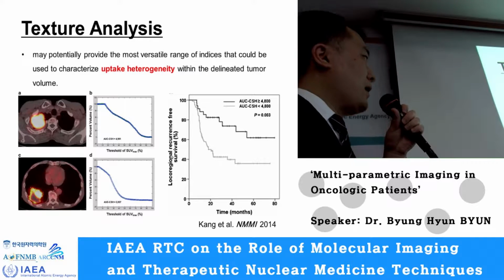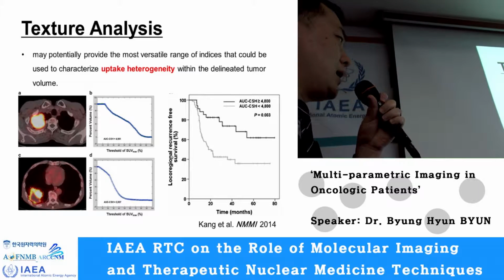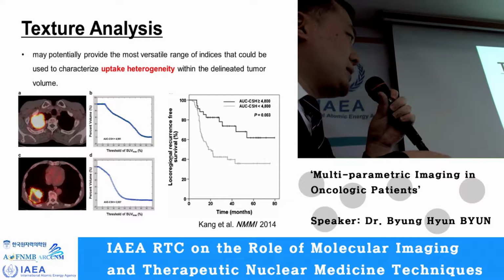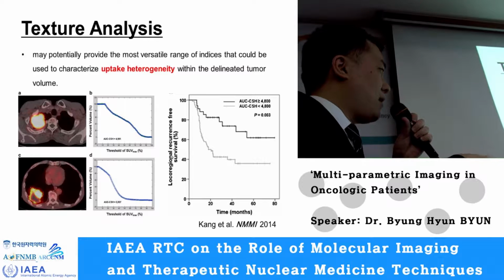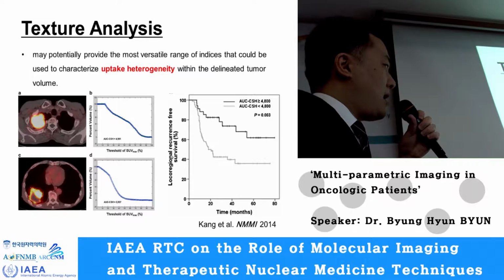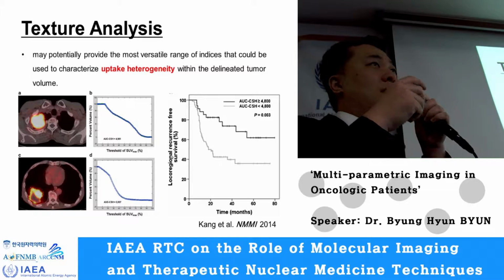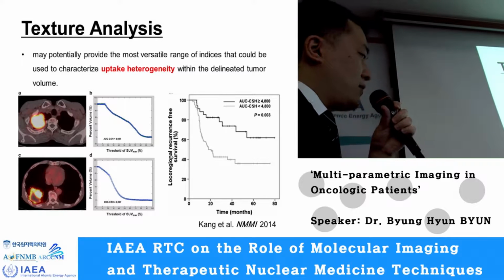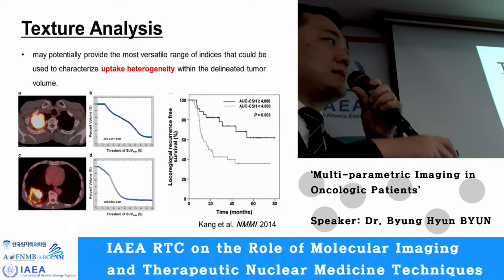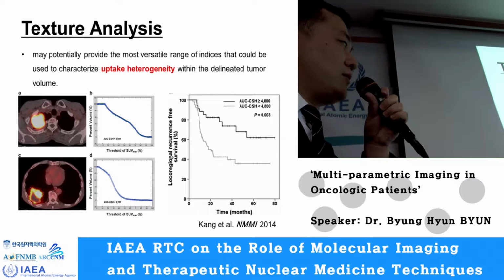If you consider these two images, you can find some differences. In the upper images, there is homogeneous FDG uptake in the tumor. But in the lower images, you can see heterogeneous uptake within the tumor.